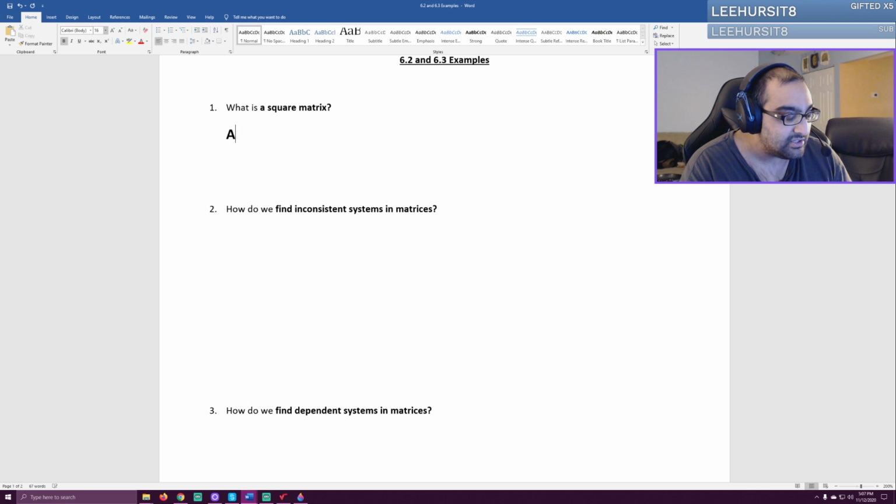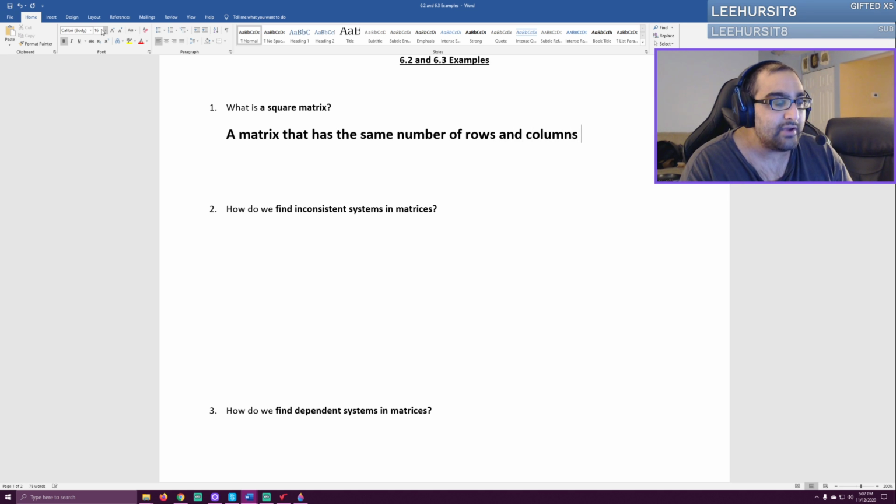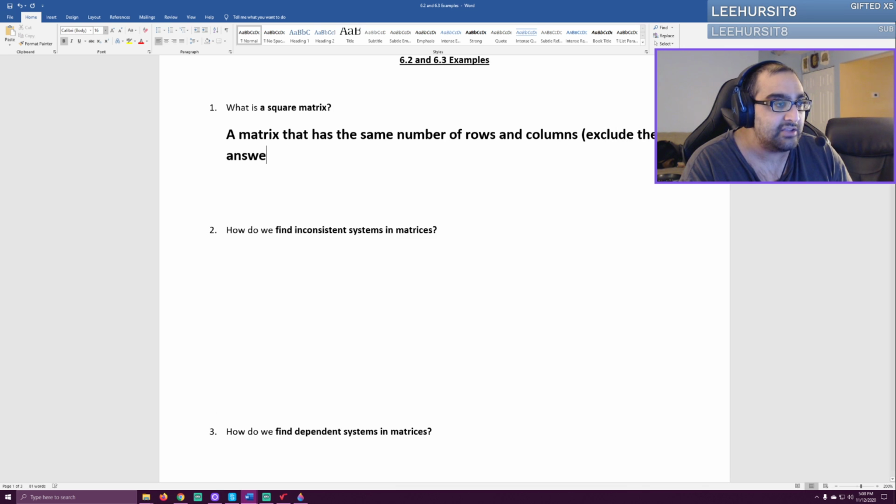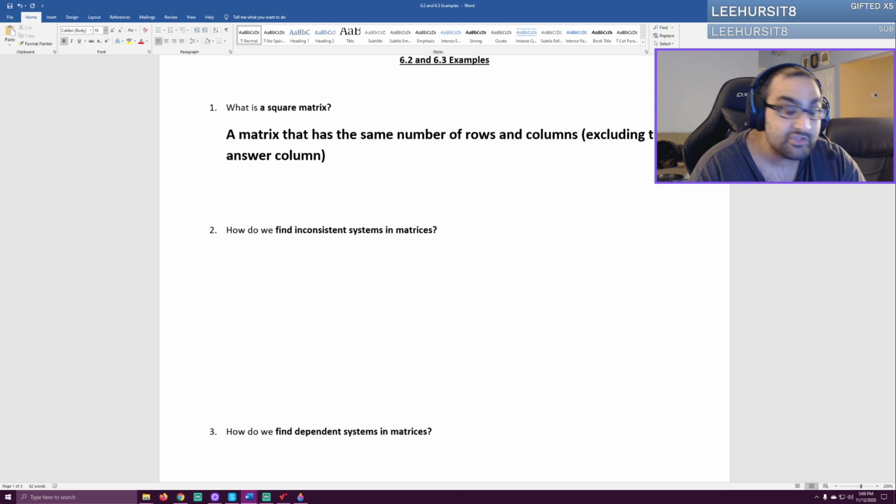A square matrix basically is a matrix that has the same number of rows and columns. Now I do have to be a little bit extra clear about this part. When I talk about the same number of rows and columns, I exclude the answer column. So whatever the answer column is, I'm going to take that off, and I'm just going to see how many equations with x, y, and z I actually have.